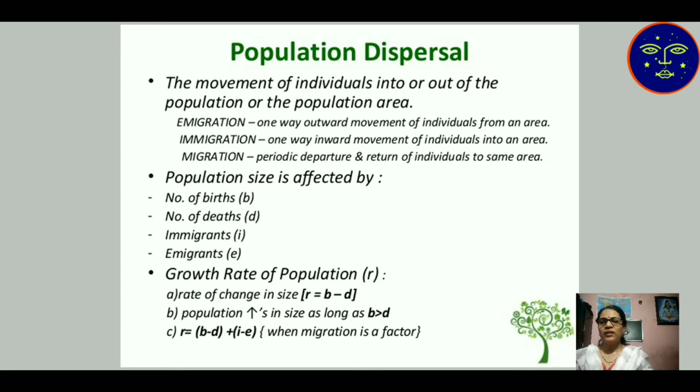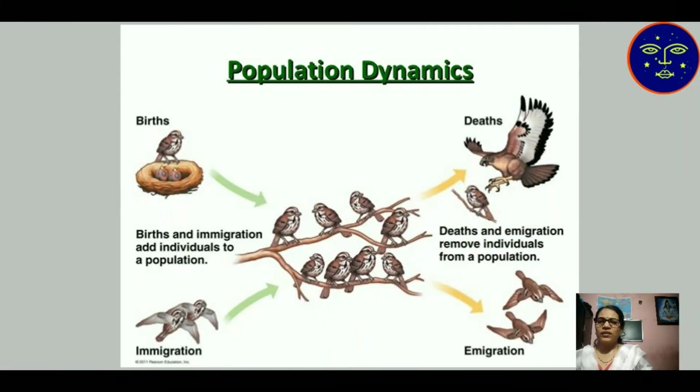So r is designated as the growth rate of a population. Here is the population dynamics. Birth and immigration add individuals to a population, while death and emigration remove individuals from a population. Immigration increases the rate of growth of a population.